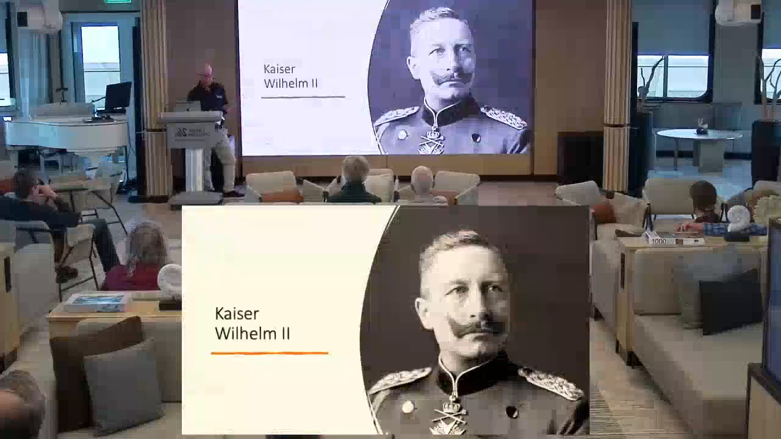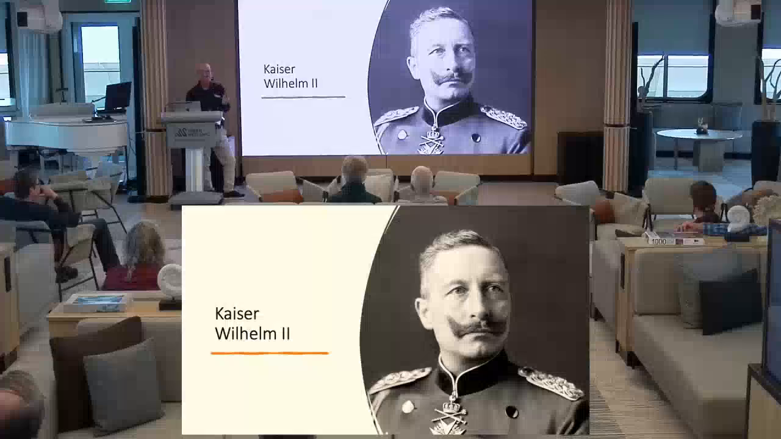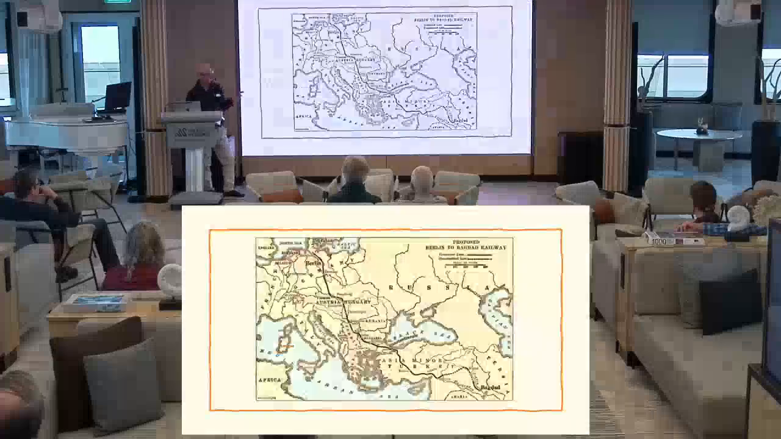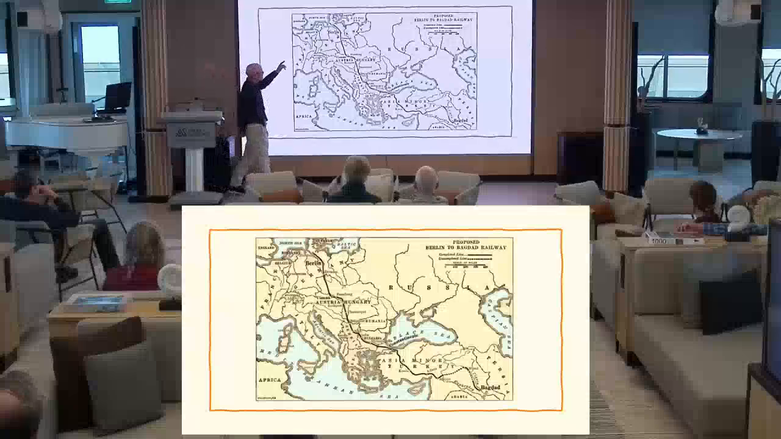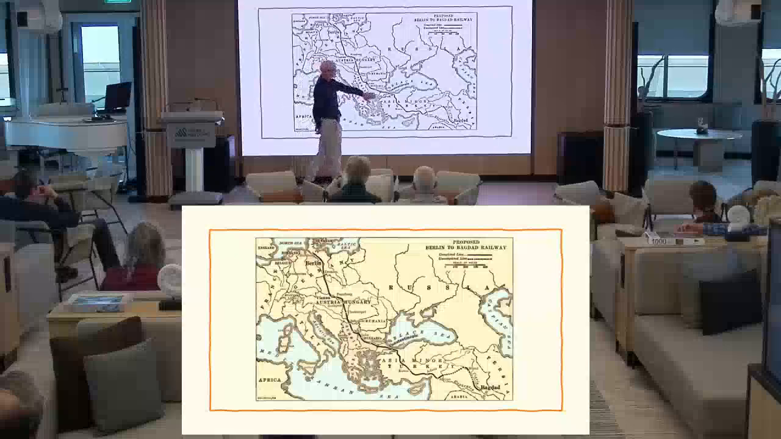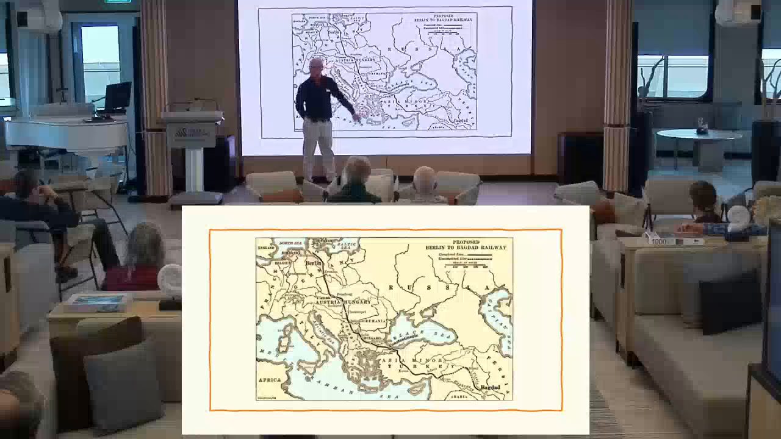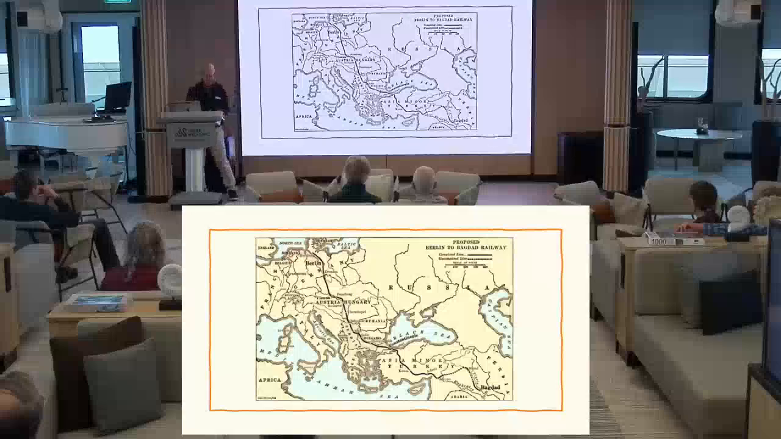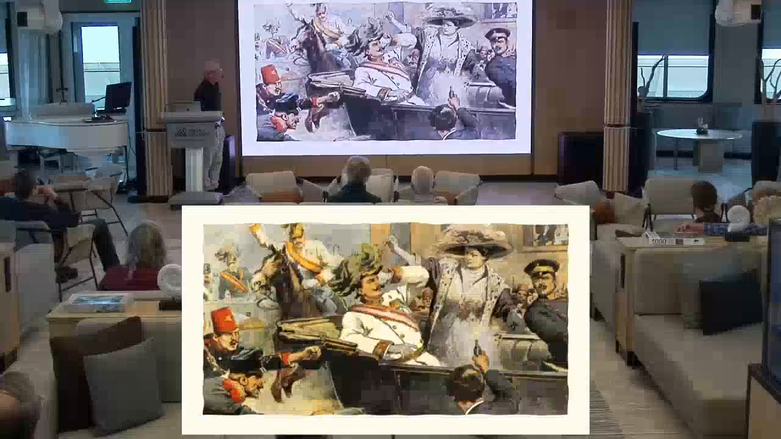Kaiser Wilhelm makes a pact, cozies up with the Ottomans. He completes the strategically very important Berlin to Baghdad railroad, which goes through Istanbul or Constantinople, the heart of the Ottoman Empire, and consolidates the German control of the region. So just when you thought it was getting a little bit heated, it heats up even more.